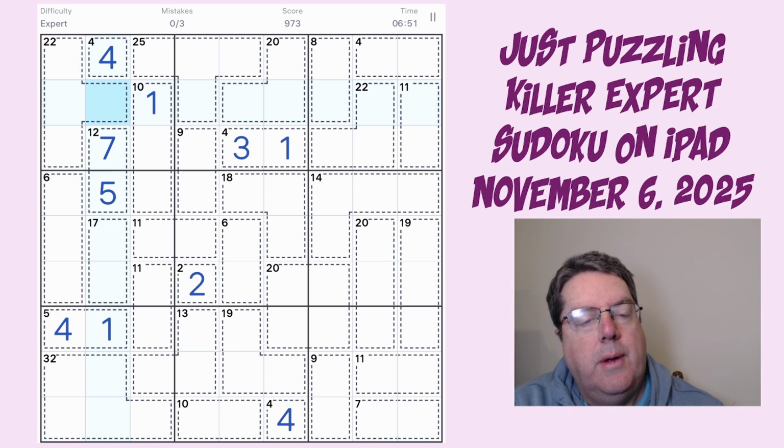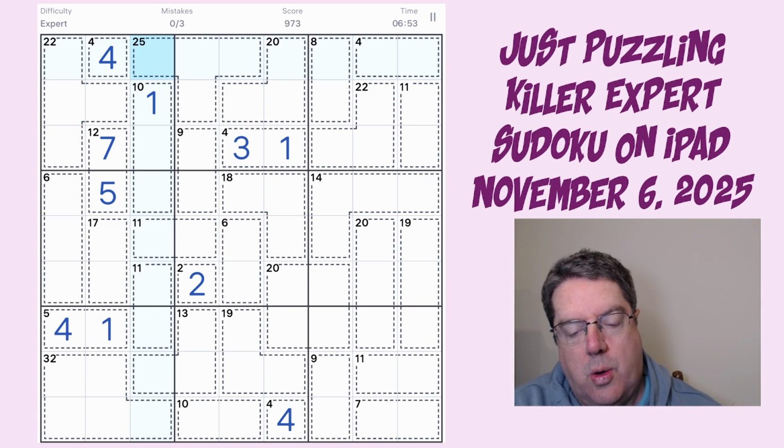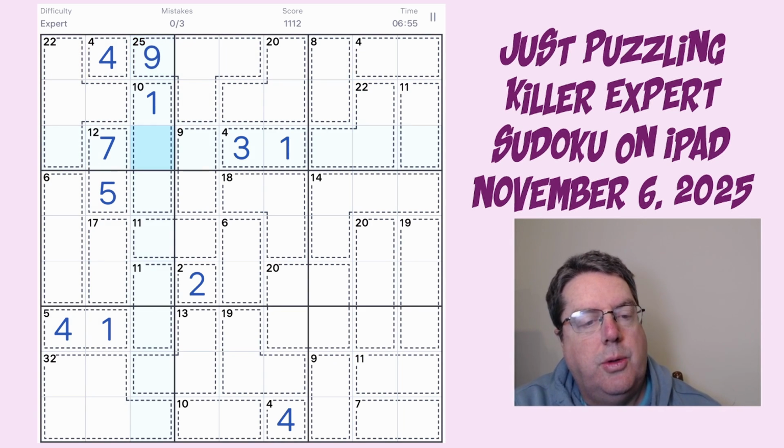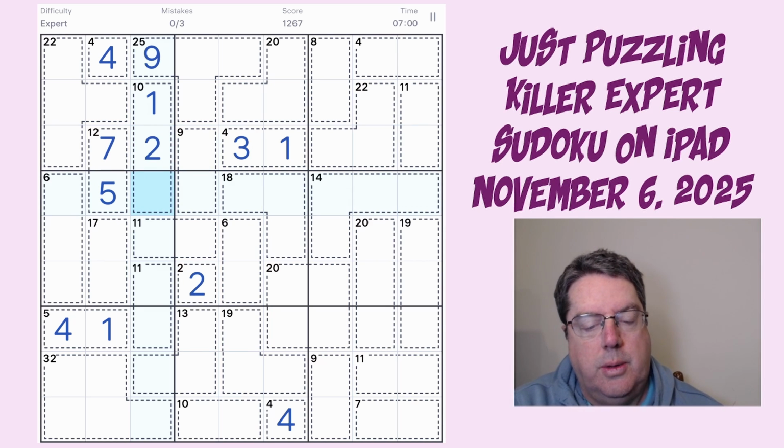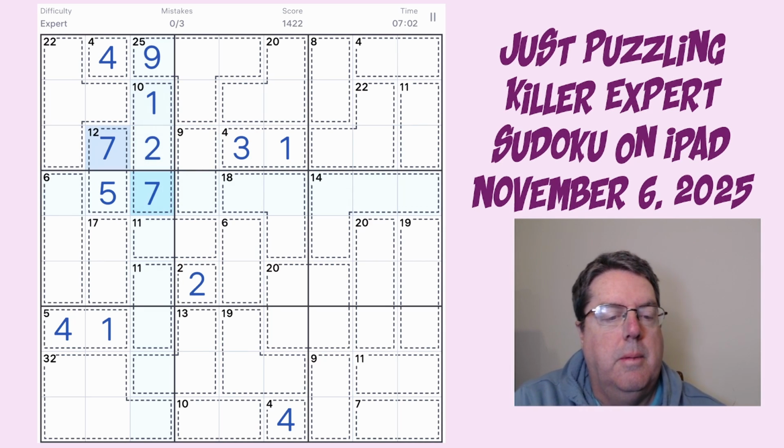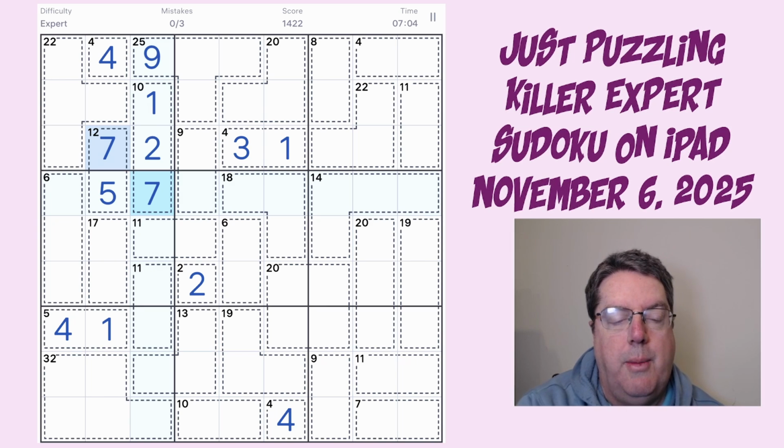8, 5, 6 and 3. So that's got to be the 9 there, leaving this to be the 2. Alright, and 7. So, you know, logic is a strange thing, how we get there. Right, so 5, 7. So 1, 2, 3, 4.